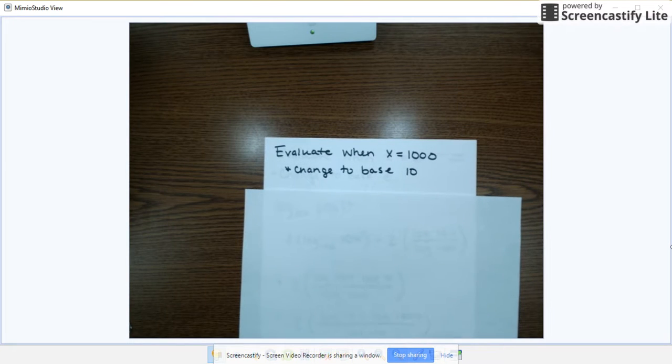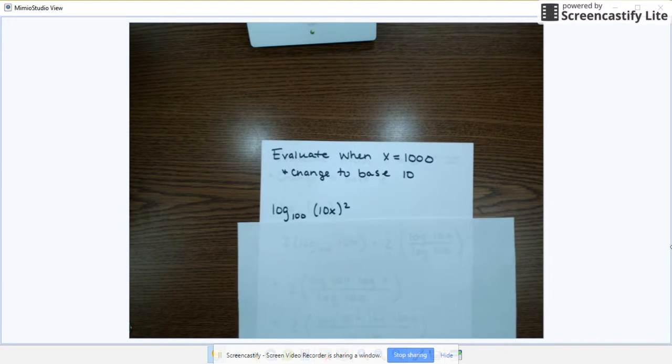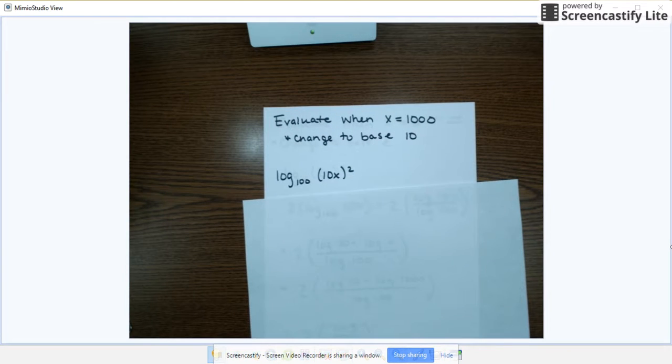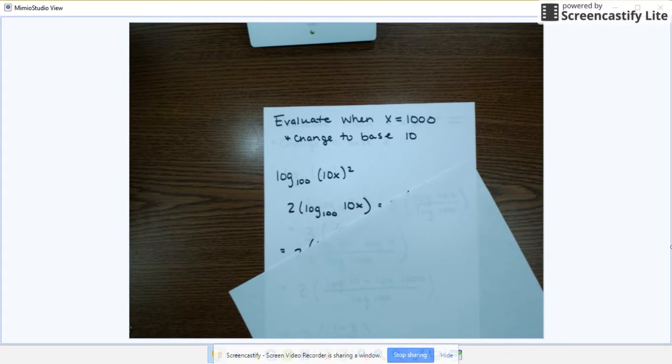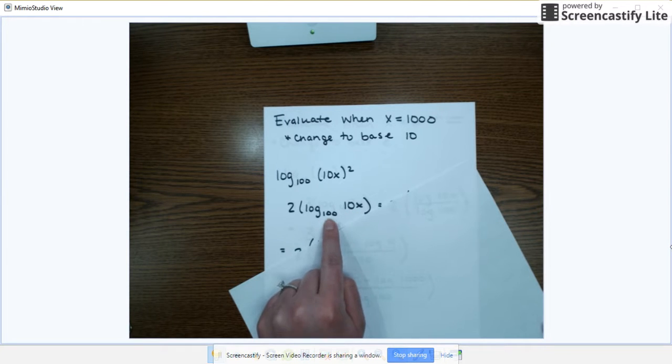Okay, this one has a couple more steps. So we're going to evaluate our following logarithm when x is 1,000, but we need to change it to base 10. The directions tell us to change it to base 10, but changing these to base 10 makes it a little easier to solve without a calculator as well. So here's our problem. Log base 100 of 10x squared. Pull your power out, so it becomes this. Now, changing the base to 10 means we're going to have to use our change of base formula from a couple days ago. So it becomes 2 times log of 10x over log of 100.